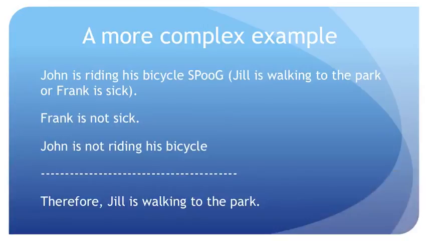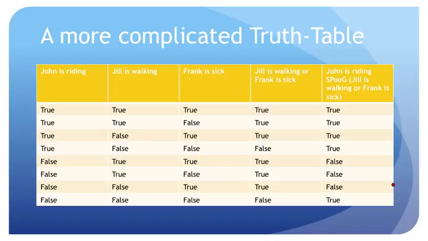Okay, so let's look at this more complicated truth table. Premise 3 tells us that John is not riding his bicycle, so that tells us that we've got to be in one of these 4 scenarios. Premise 2 tells us that Frank is not sick, so we've got to be in one of these 4 scenarios. And premise 1 tells us that John is riding his bicycle spoog, Jill is walking to the park, or Frank is sick, so we've got to be in one of these scenarios right here. Okay, so based on that information, what can we figure out?